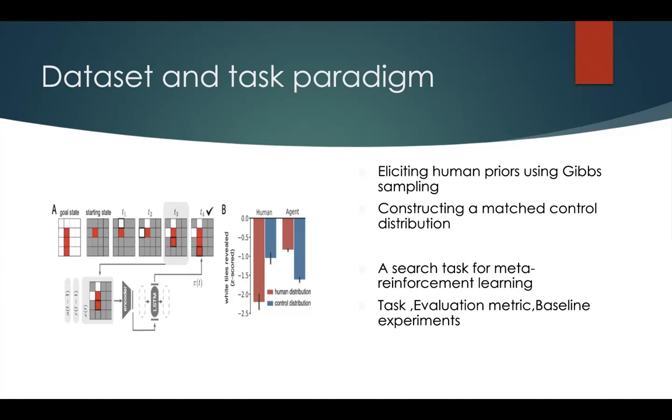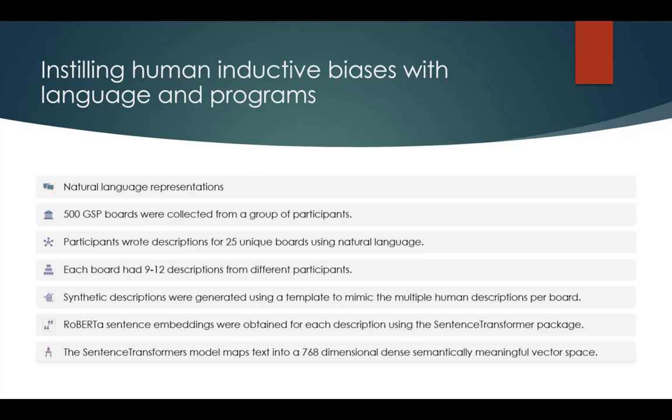Here, if the z score is 0, that indicates that the agent performed better than the mean performance of the nearest neighbor heuristic. The natural language representation is a description of 500 GSPs from a group of participants, each around 25 words, in response to a prompt, and they are all synthetic descriptions generated using a template and permuting the order of the red tile locations to mimic human descriptions.